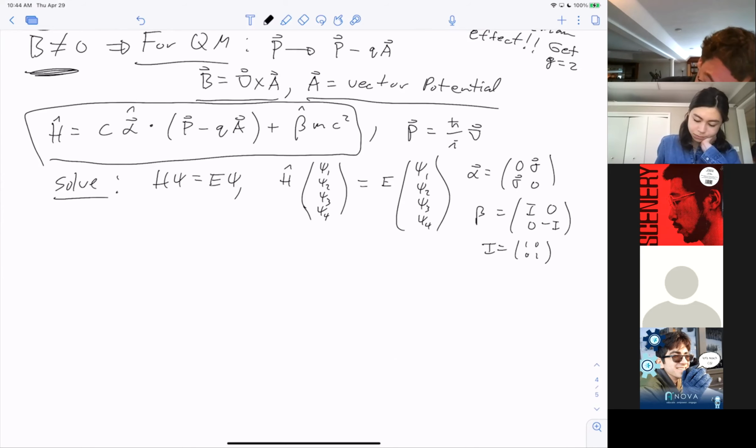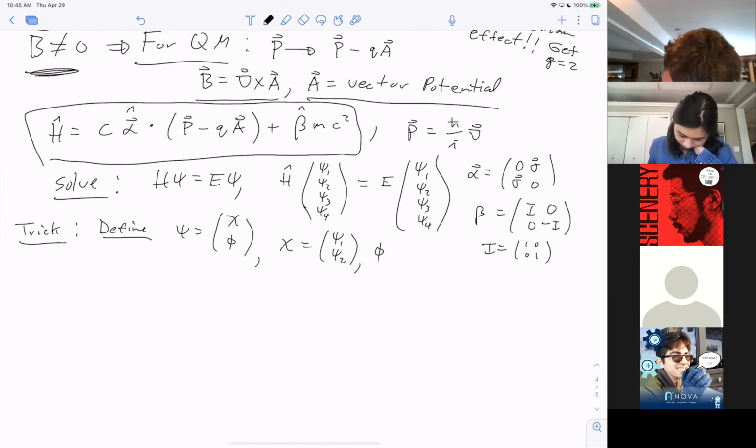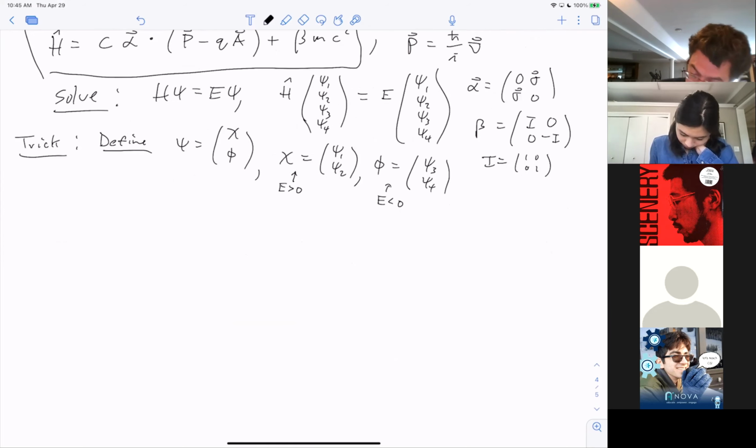So to solve it, let's do a little mathematical trick to make the algebra easier. Let's just define psi is equal to chi phi, where chi is a two-dimensional vector. This is just to make the notation easier, because you can see the notation is very tedious, all these four-dimensional things. So people have developed tricks for making it easier. Psi 3, psi 4. So you can see that this is sort of like the positive energy part, and this is like the negative energy part. So you guys kind of see that? I'm just breaking it up. It's just notation. And so now let's solve the equation.